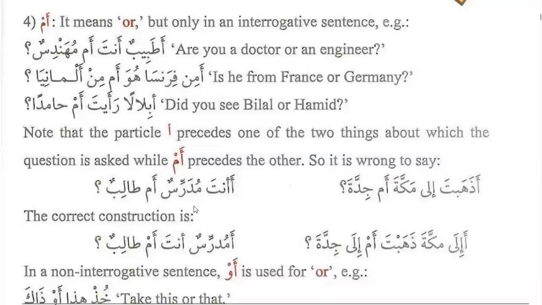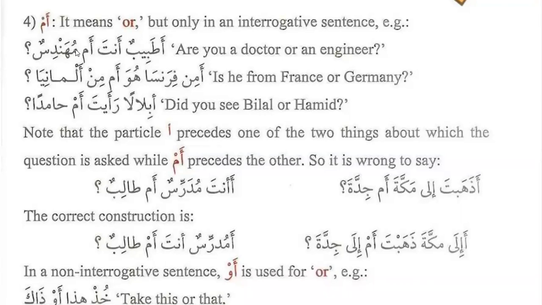For example, in your case, if I want to know whether you are a doctor or whether you are a student, and I say "a anti tabibatun am talibatun", this will be wrong because I am not attaching the word tabiba with hamza. I need to attach it with hamza. So I will say "a tabibatun am anti talibatun." Okay. So whenever we use the word "am" in the question, this means we are discussing two things. One thing must be kept with "am" and the other thing must be kept with the particle hamza. Okay.